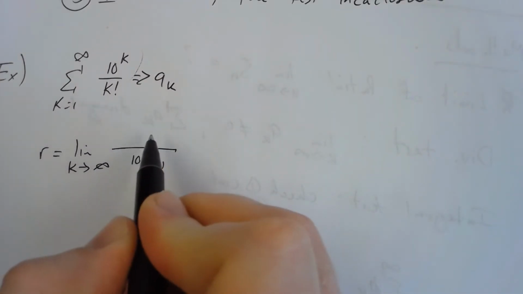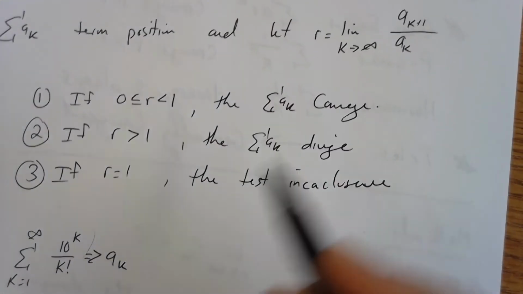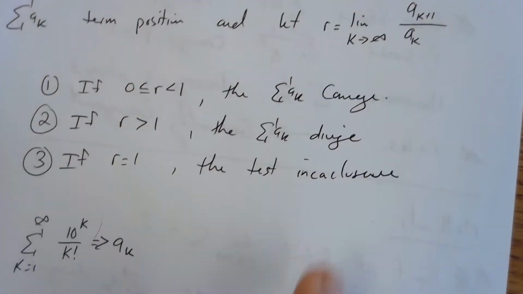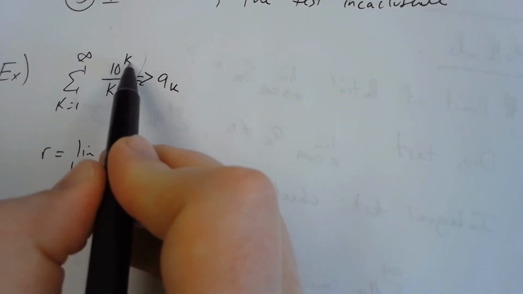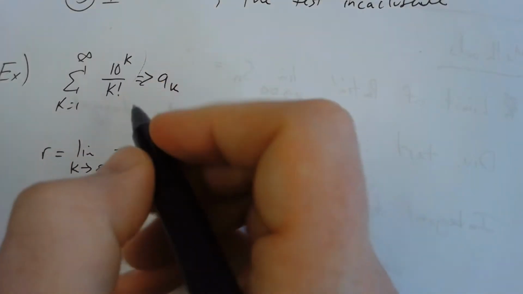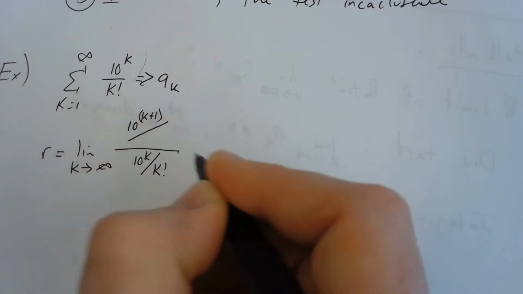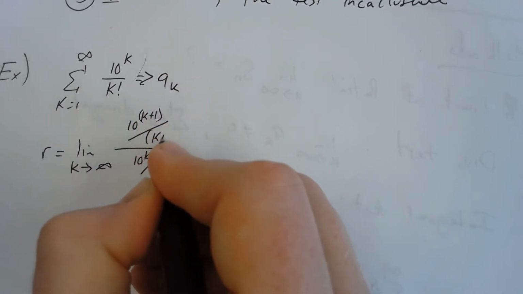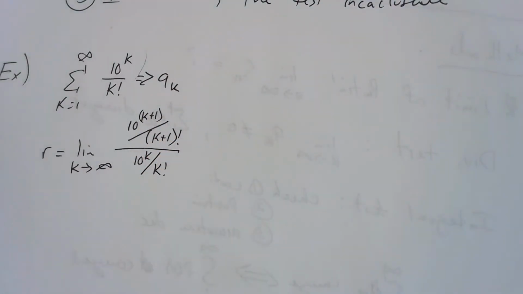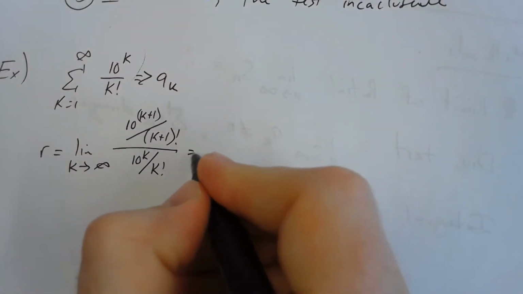Now the top is where I take my a sub k and replace it with k plus 1 in all of those terms. So this k is now k plus 1, and this k is now k plus 1. So I have 10 to the power of k plus 1 divided by (k plus 1) factorial. And again, like I said, doing this ratio test, or taking any limit with a factorial, is going to get really complicated really quickly.